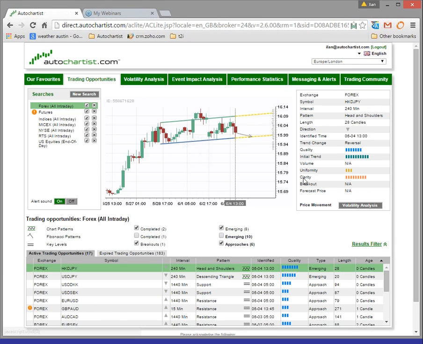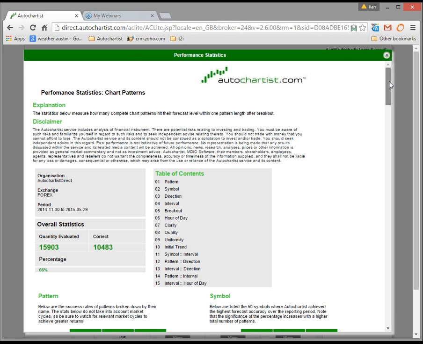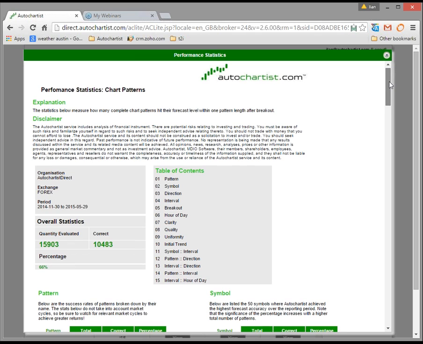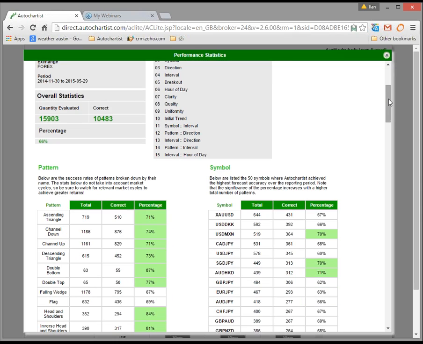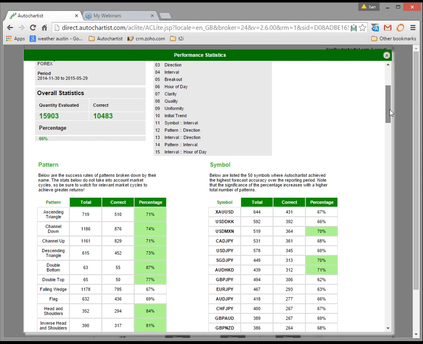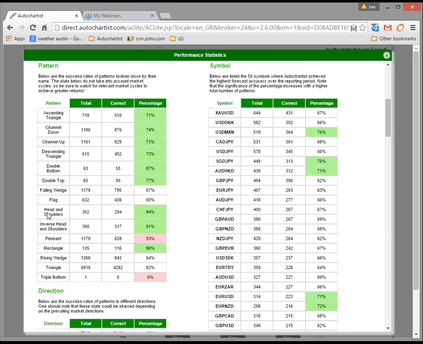And the last one I'll show you is Forex. So Forex with chart patterns. This is the chart pattern opportunities on the Forex market over the last 6 months. Although the overall stats don't look that good at 66%, out of about 16,000 opportunities, 10,000 hit their target region. There are some really good gems here. For example, head and shoulders and inverse head and shoulders, over 80% hit rate.